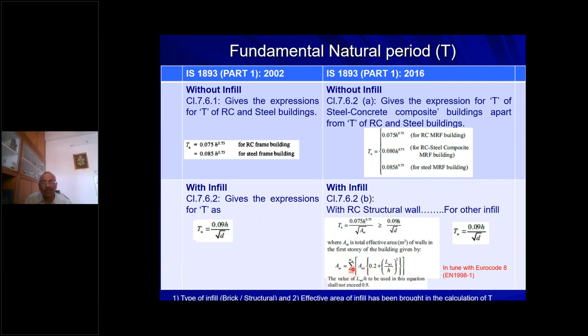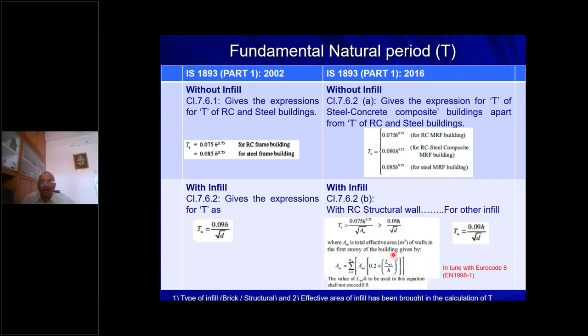AW is the sigma AWI, that is, AWI is the area of the structural wall at the ith location, multiplied with 0.2 plus the length of the structural wall divided by the height of the wall, squared. So this is the way you can consider the cumulative effect of different structural walls located at different locations of the building in the plan of the building.